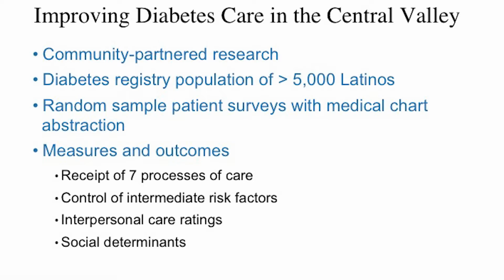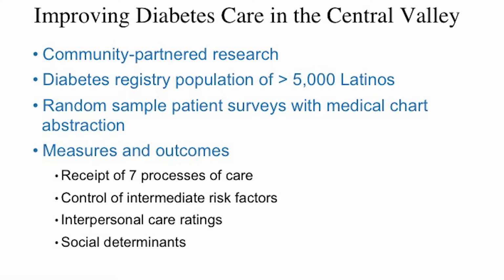So we did random samples of surveys with medical chart abstractions, had hired people from the community to do the abstractions, were part of the study, remotely supervised them, did a lot of driving out there. So this was sort of like a typical health services project, data collection. We had the surveys, we abstracted quality of care measures from their medical chart, receipt of processes of care, then we did intermediate processes of care.